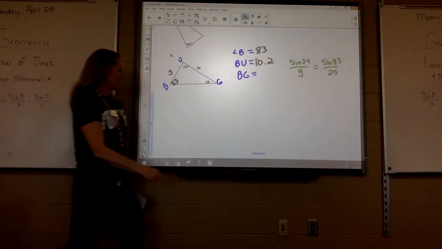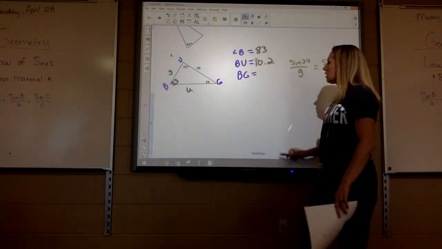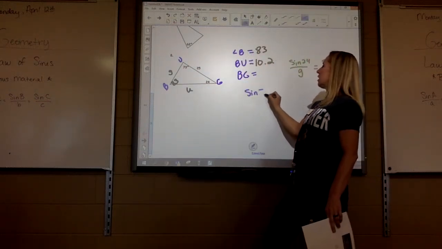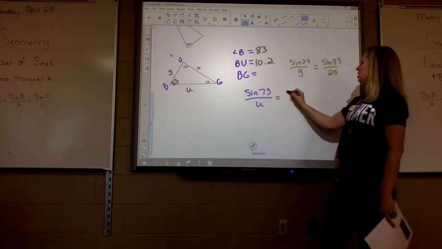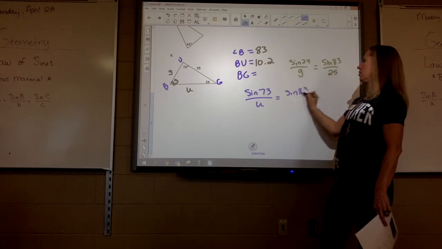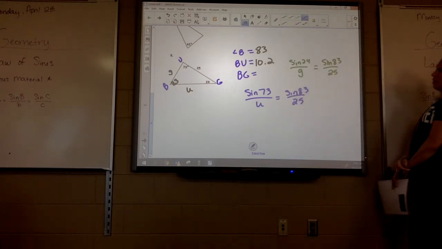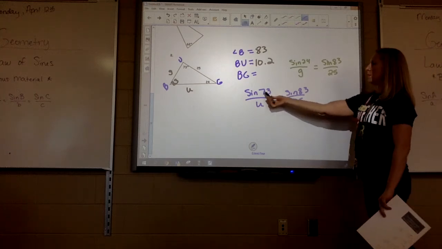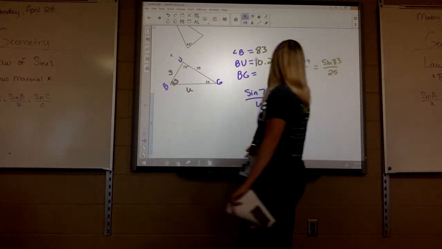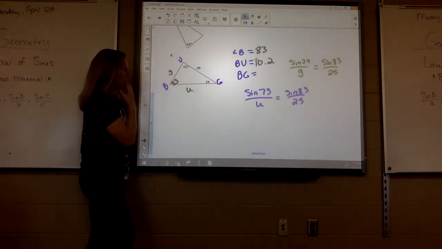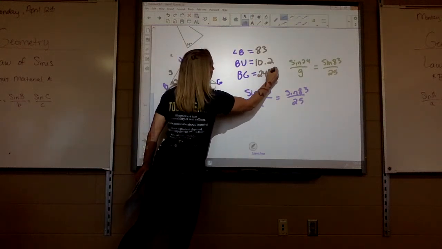And then I gotta find little u. So I would do sine 73 over little u. And then I'll just use the sine 83 over 25 again. So 25 times sine 73 divided by sine 83. 24.1. Okay.